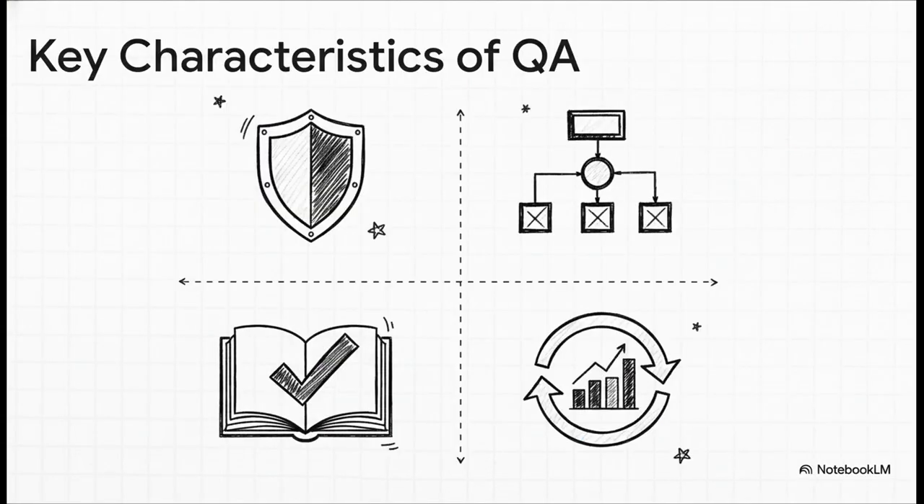If you want to understand the DNA of QA, just think of it like this. First, it's all about prevention, improving the way things are made so that mistakes don't happen. It's also super process-focused, looking at the entire assembly line, not just the final car. It's driven by standards, so everyone's on the same page. And finally, it's about constantly getting better, using data to improve over time.